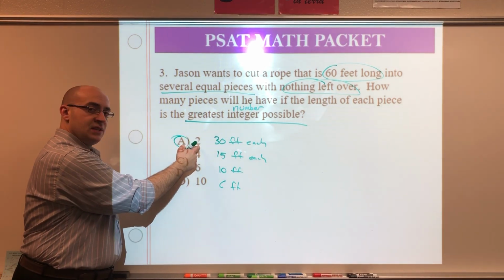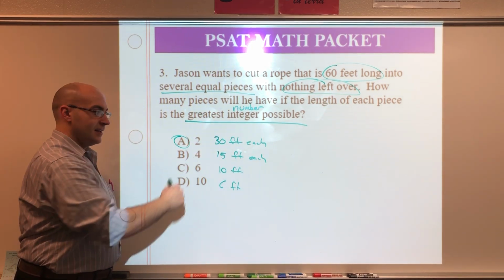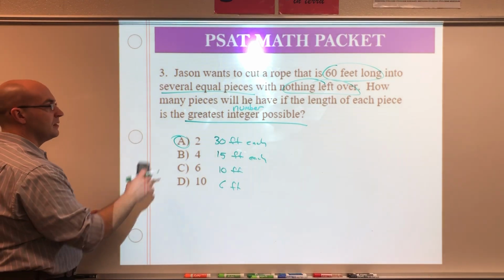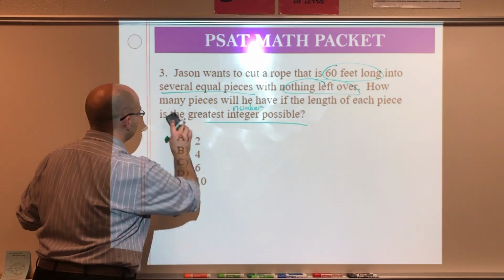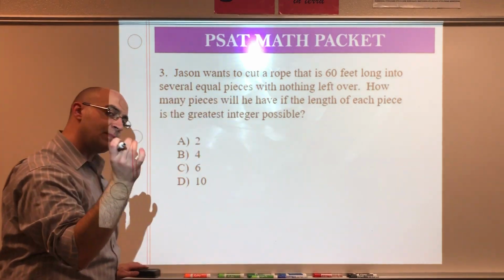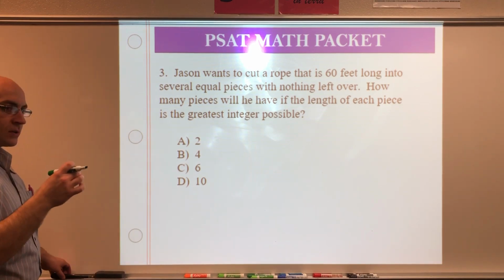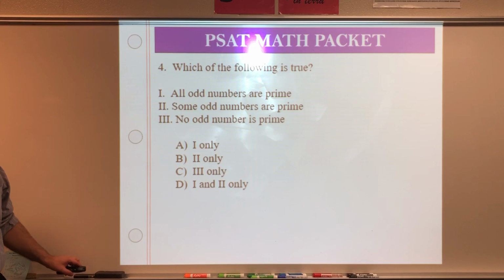If I cut the 60-foot length of rope into 2 pieces, I'm going to have 30 feet equal. Greatest integer possible. Tricky problem. I don't even know what it's saying, but because we broke it down into circles and underlines, we've identified what it's really asking us. Next one.